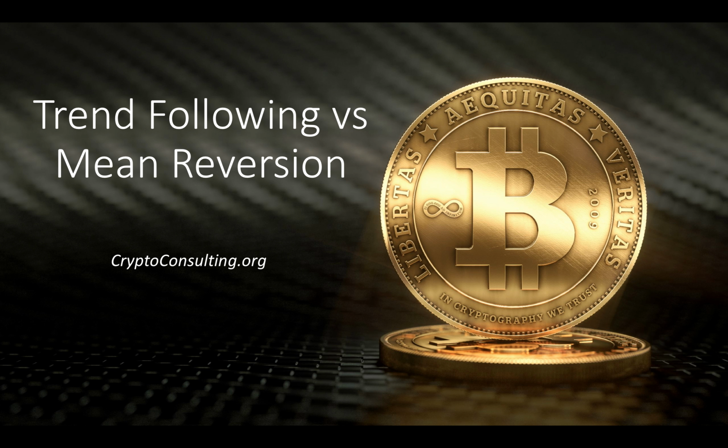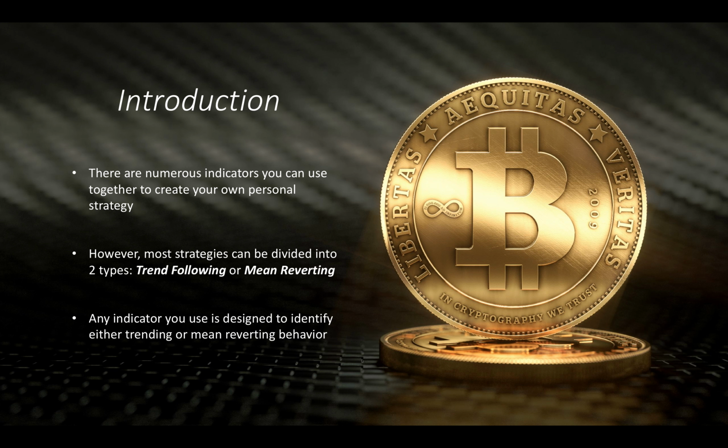And we're out of Crypto Consulting, and we're going to talk about a few different investing strategies. One is trend following versus mean reversion. A little bit of intro about these. These are two types of trading strategies, like I just mentioned, and there are numerous indicators that you can use to create your own personal strategy. You can do a little bit of trend following as well as a little bit of mean reverting, and you can really figure out which one works for you. And we're going to jump into it right now.